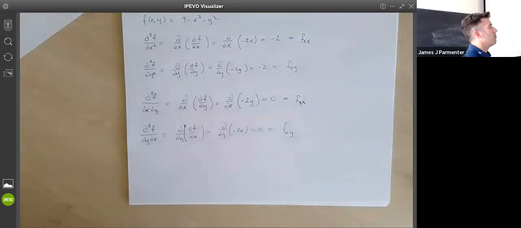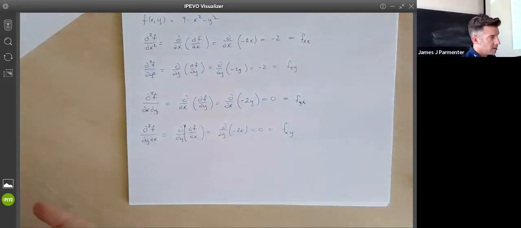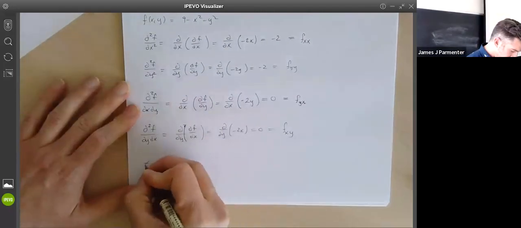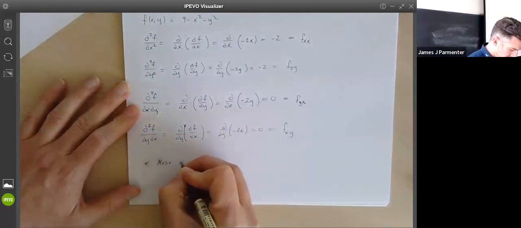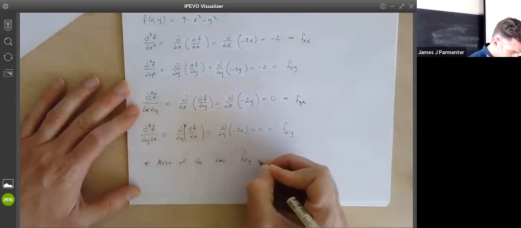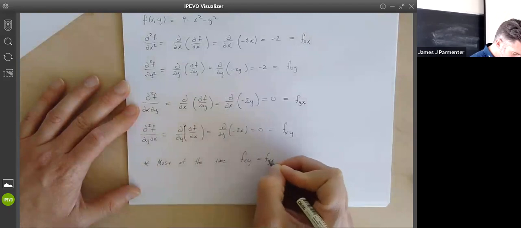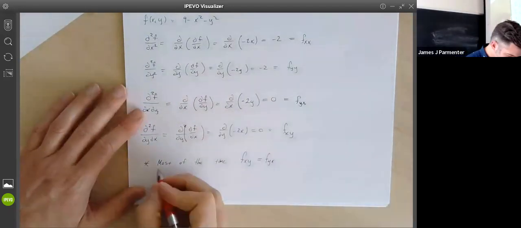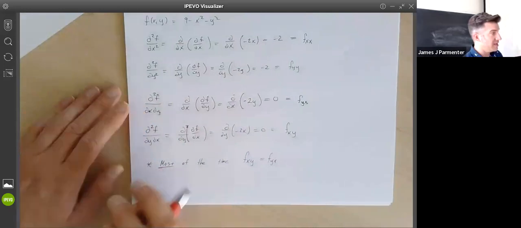Now here's what most of the time happens. Most of the time, these mixed partials are equal to each other. Most of the time, the order of the mixed partial doesn't matter. But I will tell you, it is a most of the time. It is not an all of the time.